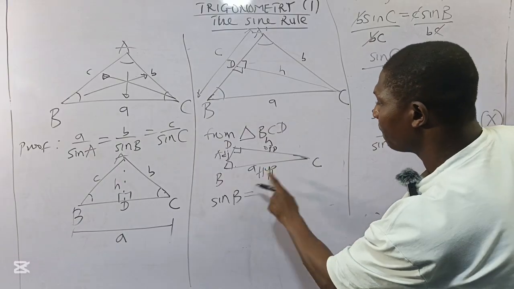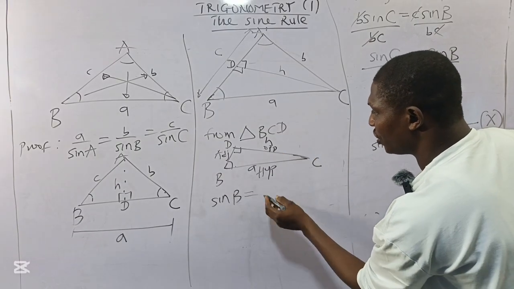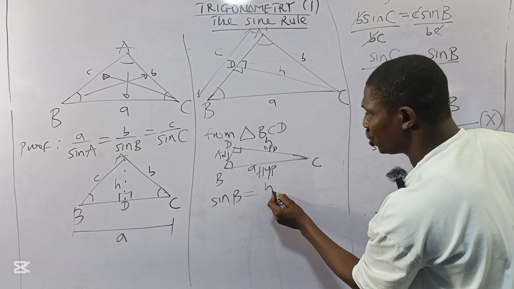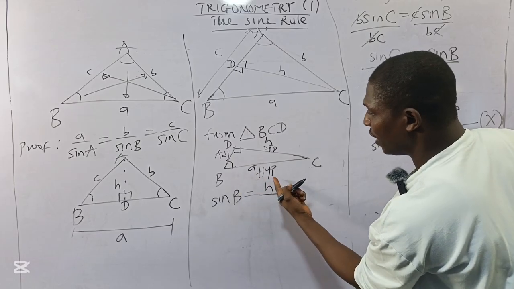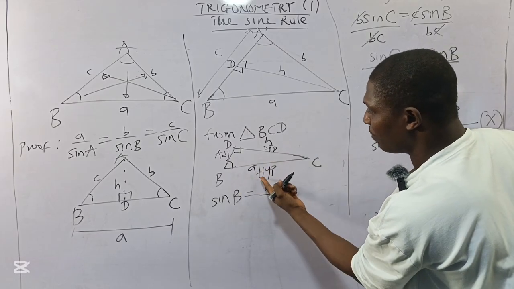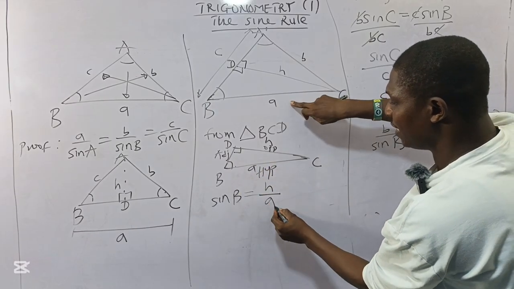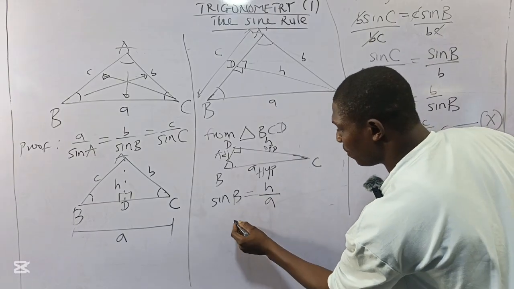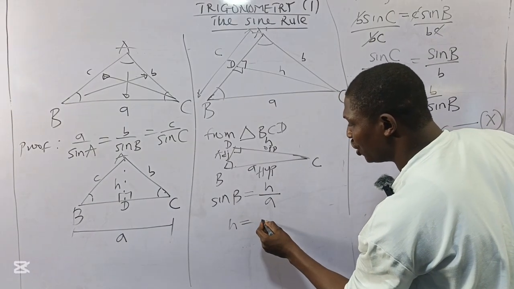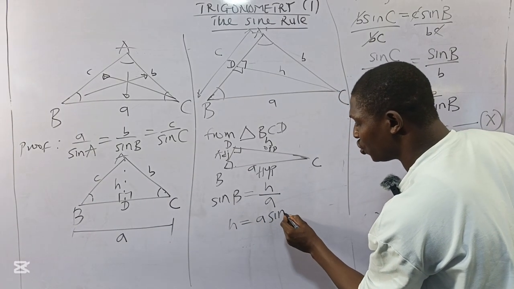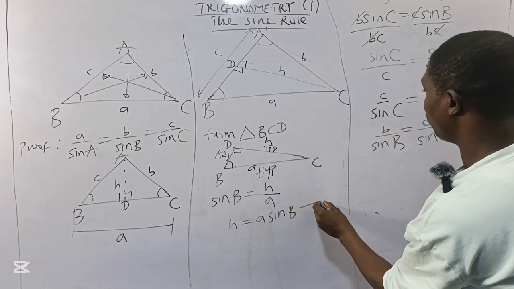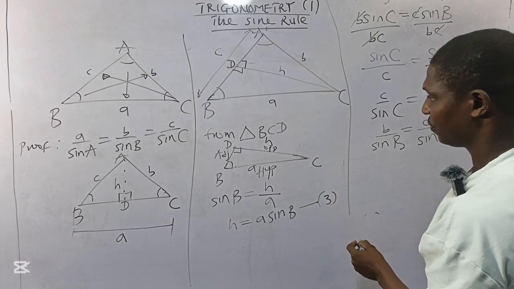Now, sine B will be opposite over hypotenuse. And my opposite here happens to be H, and my hypotenuse happens to be a. So, if I cross multiply, in terms of H, I'll have H equals a sine B. This becomes equation 3.